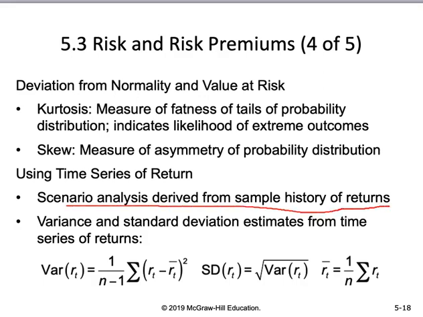So the author of the textbook points out that the scenario analysis that we began our discussion on risk with is derived from historical returns. And the same with variance and standard deviation, or risk measures. They come from a time series of returns. And here are the formulas for variance and standard deviation. Again, you don't have to know those, but the objection here is that we have to ask the question, do historical returns and historical variance reflect the potential for what could happen in the future?